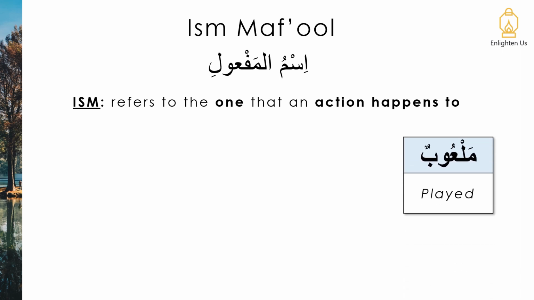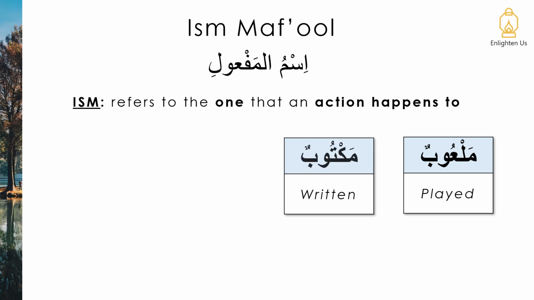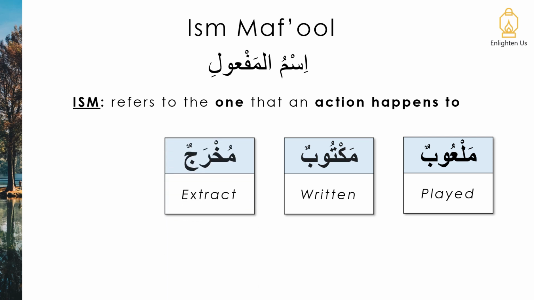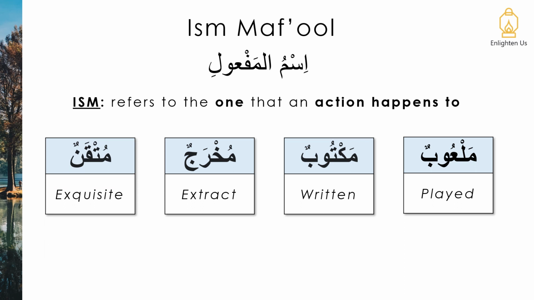So we have mal'oob, something that is played, a game for instance. We have maktoob, something that is written. This could either be an article or a book, or if we want to look at it more spiritually, we could be talking about fate or destiny. We have mukhraj, an extract, and this could be an extract from a book, so something you take out of a book. And we have mutqan, something that is exquisite or something that has been perfected.